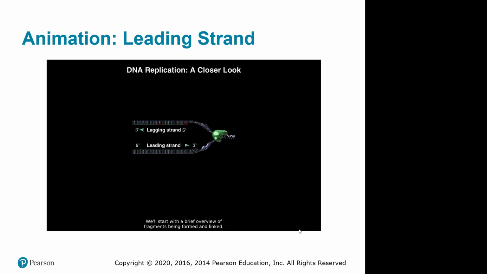We'll start with a brief overview of fragments being formed and linked. First, an RNA primer, shown here in red, forms the beginning of each fragment. The rest of each fragment is then synthesized from DNA nucleotides in a 5' to 3' direction. The resulting segments are called Okazaki fragments. Next, each RNA primer is replaced with DNA. Then the gaps are closed to form the lagging strand.